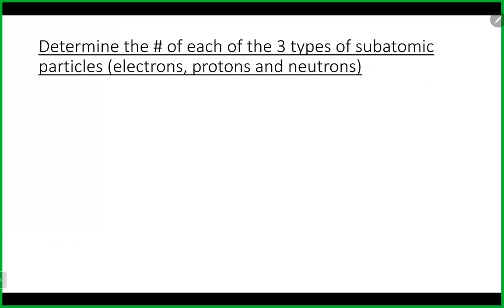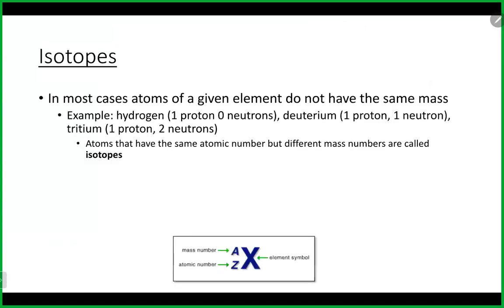We talked about isotopes a little bit earlier. And isotopes, as I mentioned before, are the same element, but they have different masses. And the reason they have different masses is they have different numbers of neutrons. So these are three isotopes of the element hydrogen. There's hydrogen, there's deuterium, which is heavy hydrogen, and there's tritium, which is like the radioactive version of hydrogen, basically.